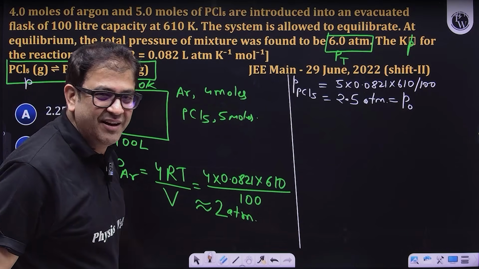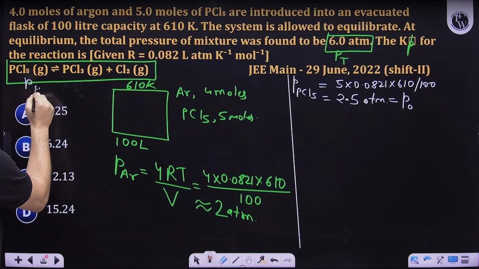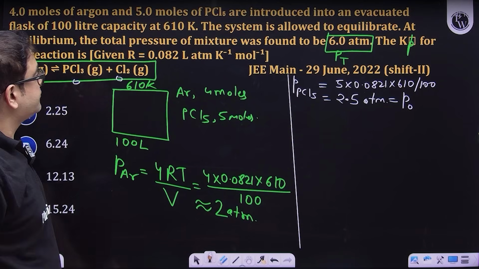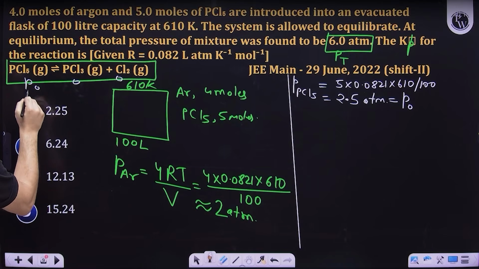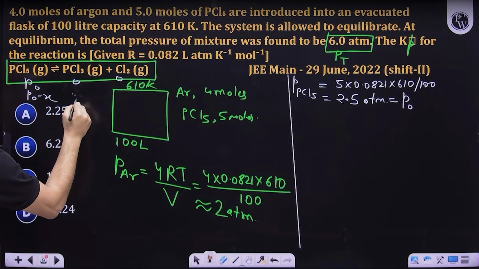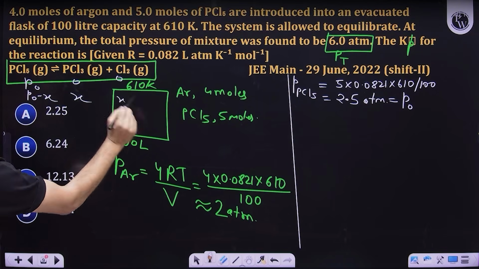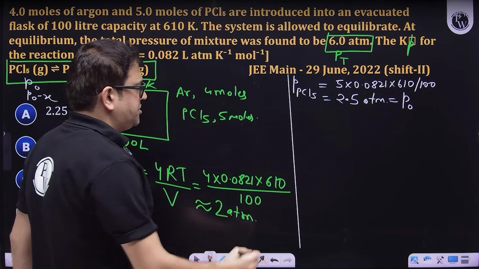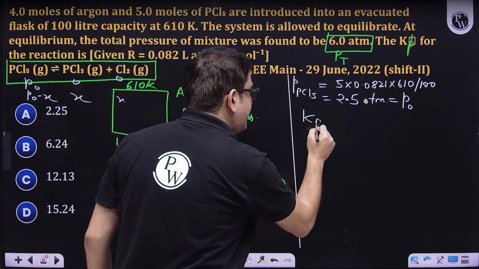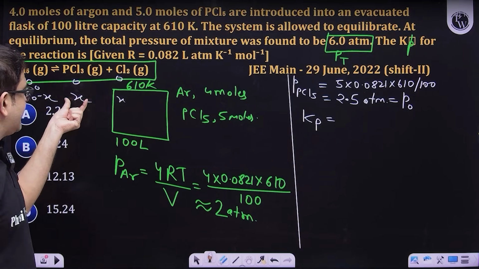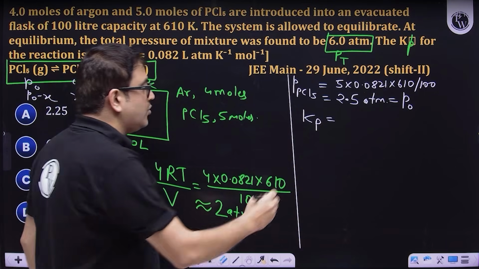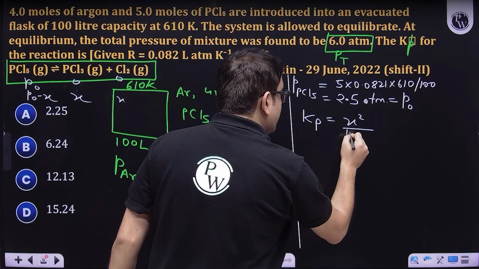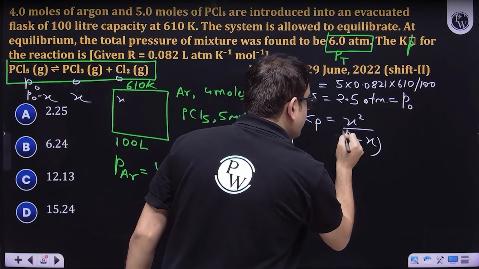Writing PCl5 will be difficult, no? So P naught, initially the amounts of the products are 0. Now P naught minus X, and X and X of these two are produced. Can you write Kp? Yes, sir. How will you write Kp? Sir, Kp is equal to partial pressure of this into this, which is X square upon partial pressure of PCl5, which is P naught minus X.